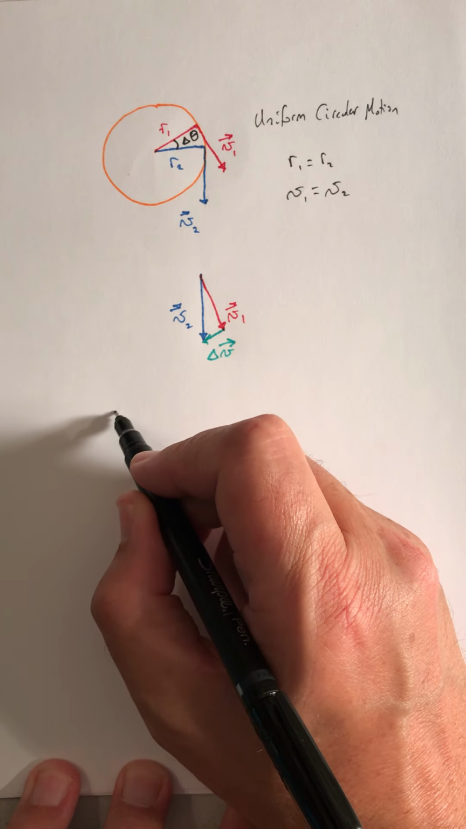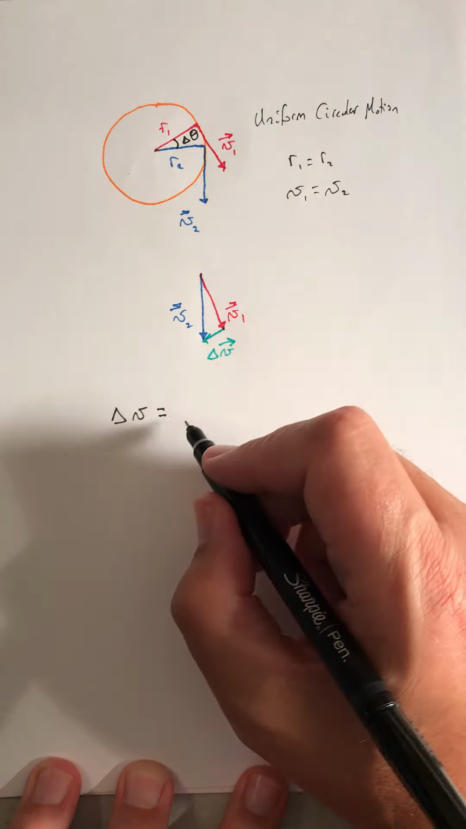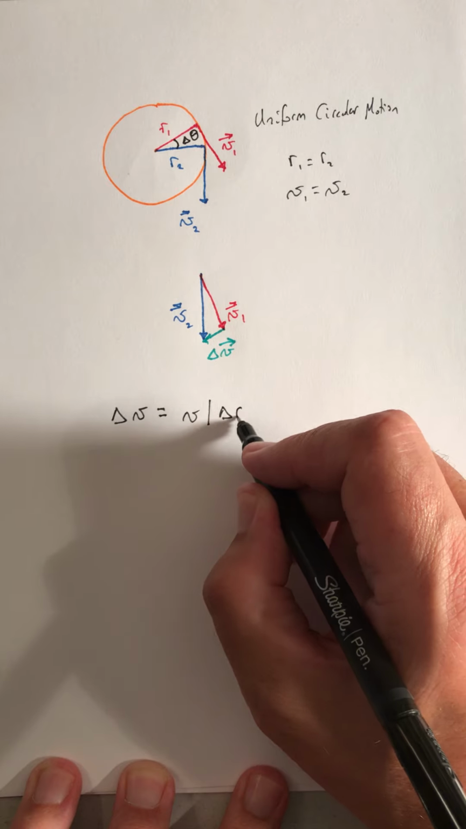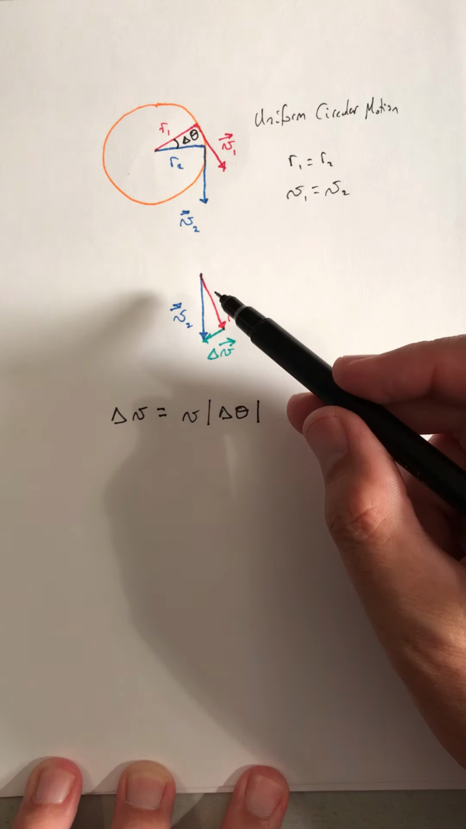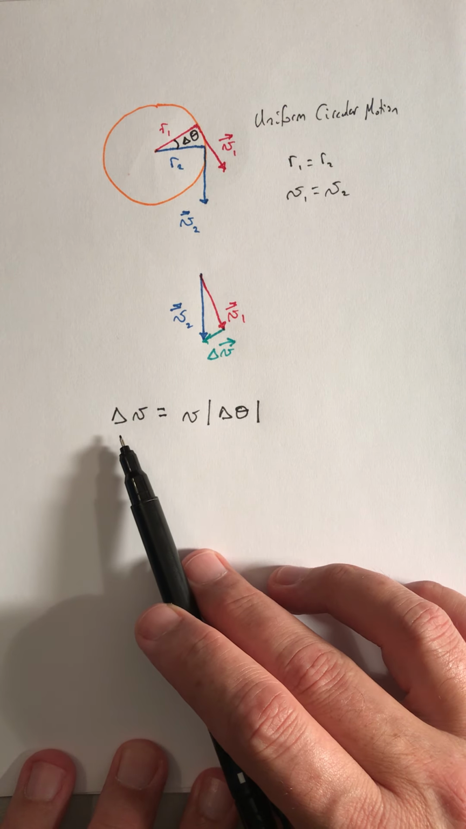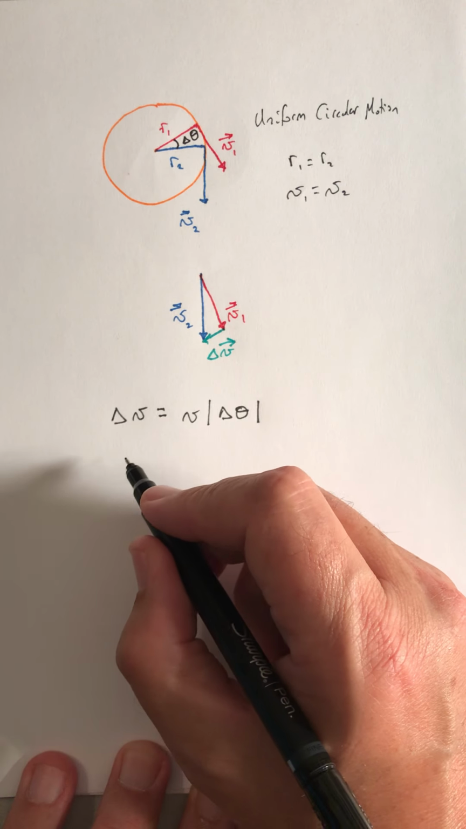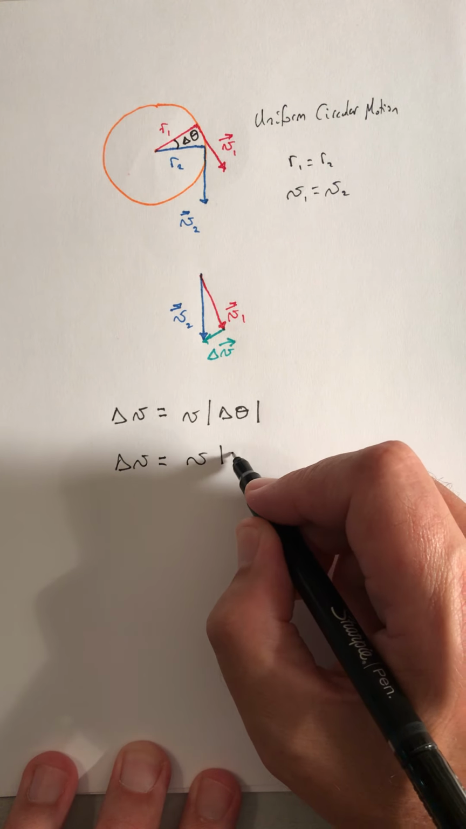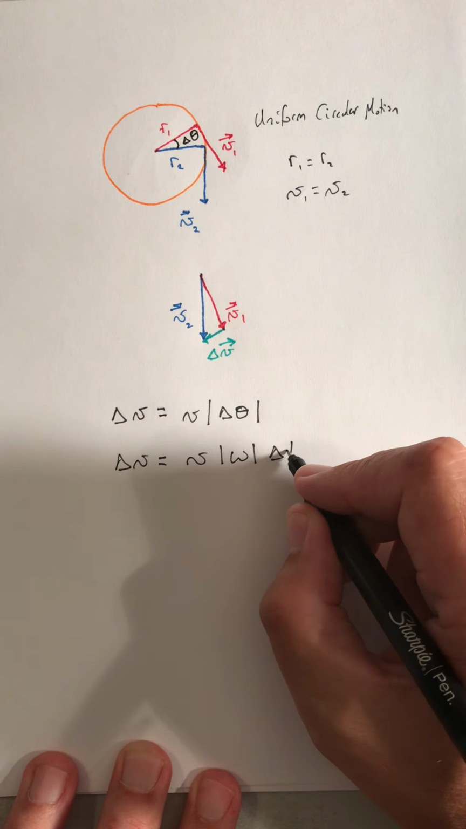So if we look at how big delta v is, it's as big as one of the sides of the triangle, and then I don't need to worry about the sign of the rotation, but the magnitude of how much the velocity vector is rotated through, which is also how much the particle is rotated through. So delta v is going to be the speed times delta theta. Delta theta we can rewrite as the angular speed, absolute value of omega, over a time interval delta t.